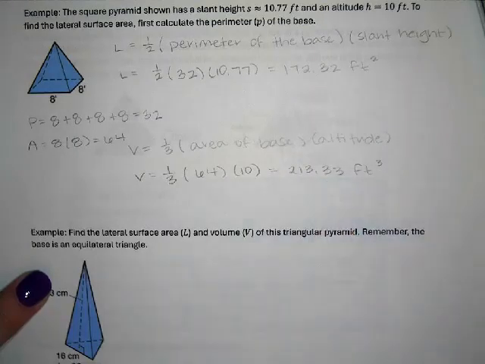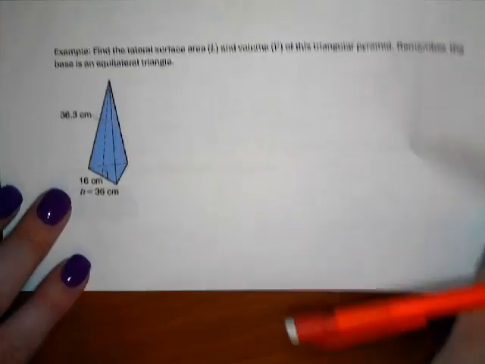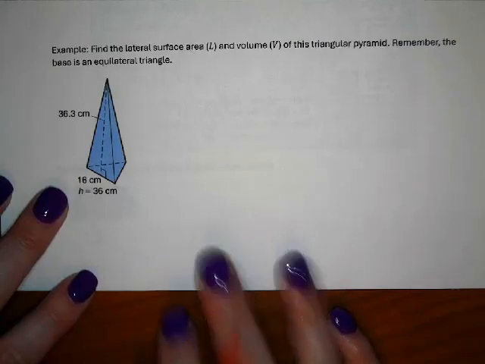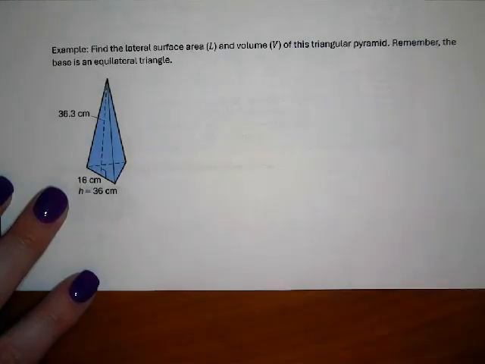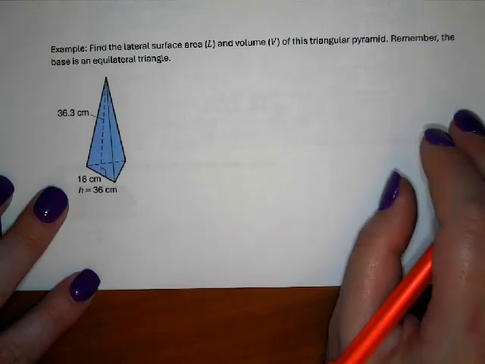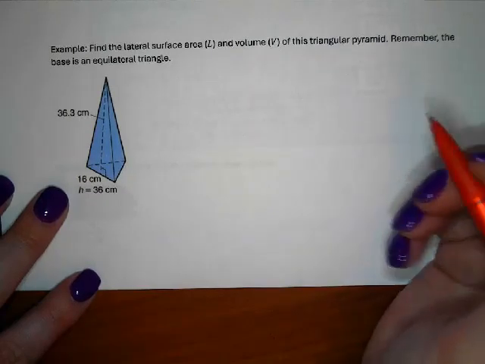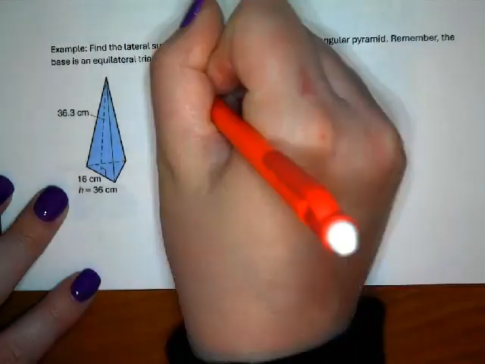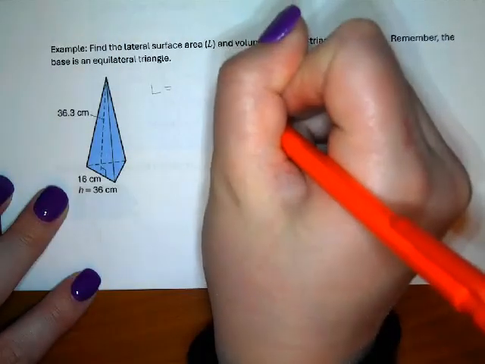The way you're going to round is going to depend on the instructions for the problem. So whatever they tell you to round to, that's what you're going to do, whether it be significant figures or to a certain decimal place. Here it says find the lateral surface area and volume of this triangular pyramid. Remember, the base is an equilateral triangle. Okay, so the lateral surface area is 1/2 times the perimeter of the base times the slant height.